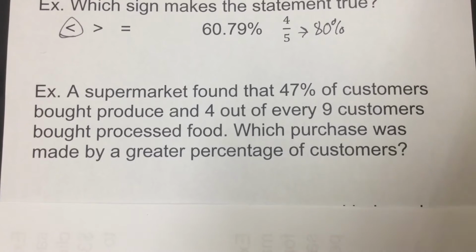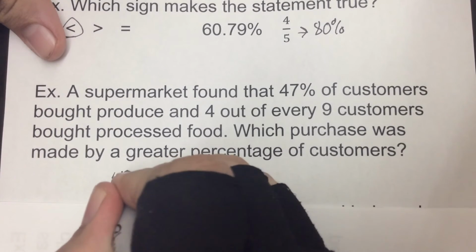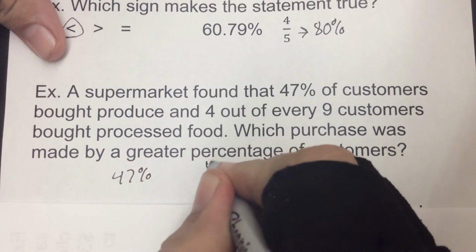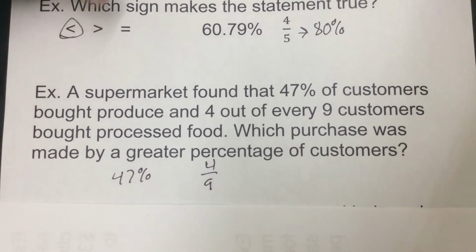So we have a supermarket that found that 47% of customers are going to buy produce. 4 out of every 9 customers, though, will buy processed food. Which purchase was made by the greater percentage of customers? Well, again, we have 47%, and then we have a fraction of 4 out of 9. So we're going to make that ratio into a fraction, 4 out of 9. Now, again, we still don't have common things. One's a percent, one's a fraction. We need to make them common.